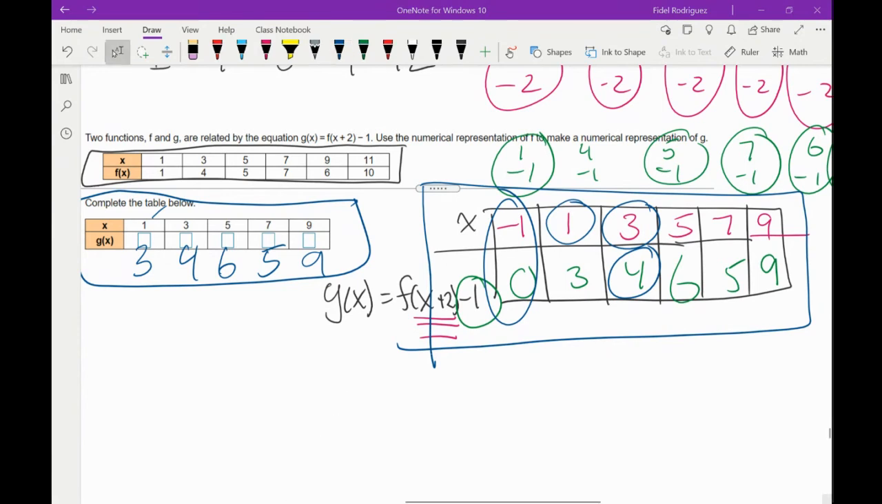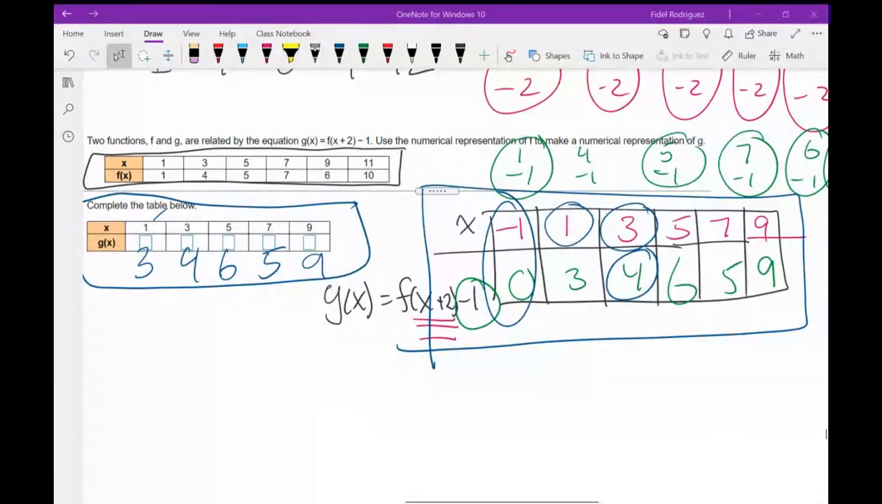And I'm going to come back over here and I'm going to say, look, let's put those same numbers that we got in. 3, 4, 6, 5, 9. And let's go check. Boom, we got it, right? Made sure it was going to work.